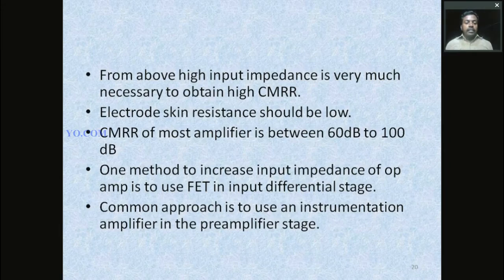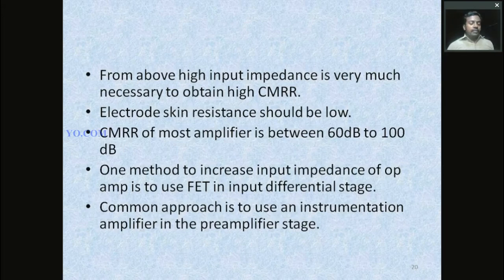Okay. One method to increase the input impedance of an op-amp, operational amplifier, is to use field effect transistors in the input differential stage. If you are using field effect transistors in the input, we can increase the input impedance. One common approach is to use an instrumentation amplifier in the pre-amplifier stage. Okay, so that is a common approach in biological amplifiers. That is, the instrumentation amplifier is used as a pre-amplifier.